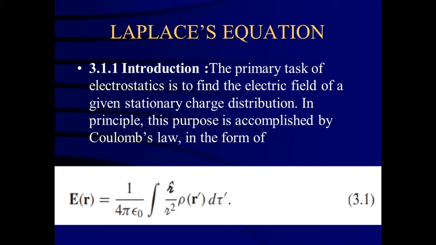Laplace equation in one dimension. So the introduction. The primary task of electrostatics is to find the electric field of a given stationary charge distribution. In principle, this purpose is accomplished by Coulomb's law in this form. That is, electric field as a function of position vector r is equal to 1 upon 4 pi epsilon 0, the volume integration of rho r dash d tau dash r caret upon r square.